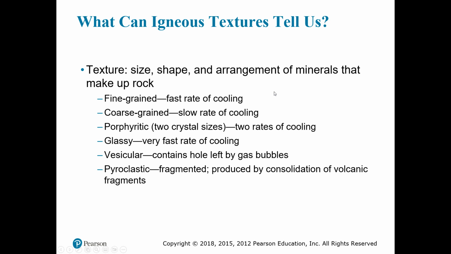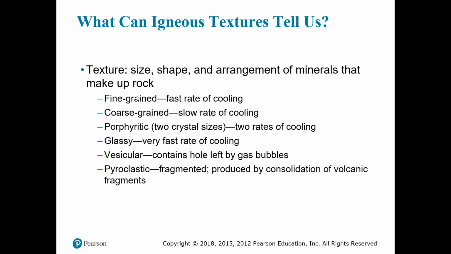Texture, the shape, size, and arrangement of minerals that make up a rock, tells us something about its history. Again, fine-grained or small crystals tell us that there was a fast rate of cooling, meaning that the rock formed at or near the surface. Coarse-grained indicates slow cooling, meaning the rock was formed somewhere deep underground where it had enough time to form large crystals.